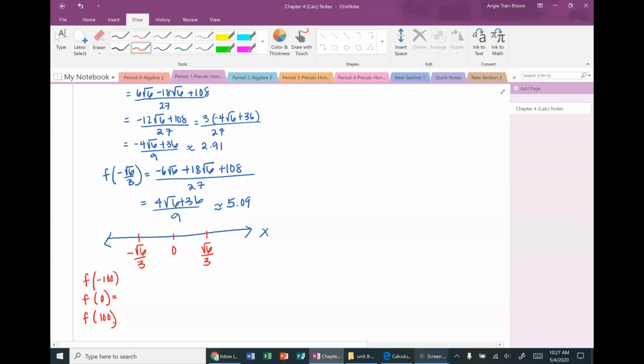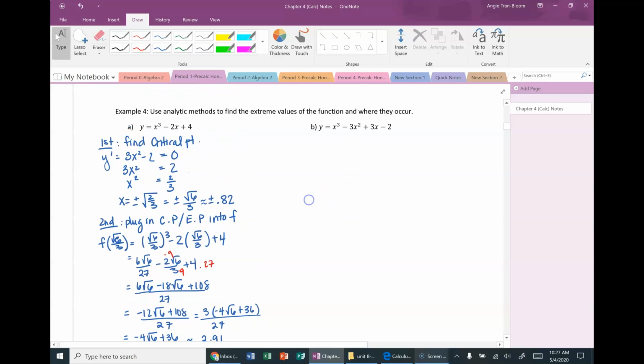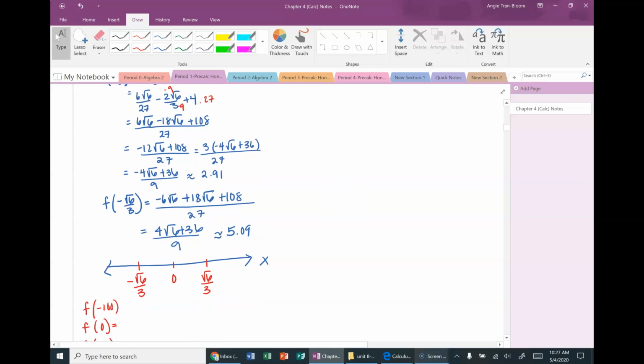Okay, so f of 0 is quite easy to find. Let's find my equation really quickly. If you plug in 0 for x, it's immediately 4. So not a big deal. And we found earlier the y values of negative and positive rad 6 over 3.